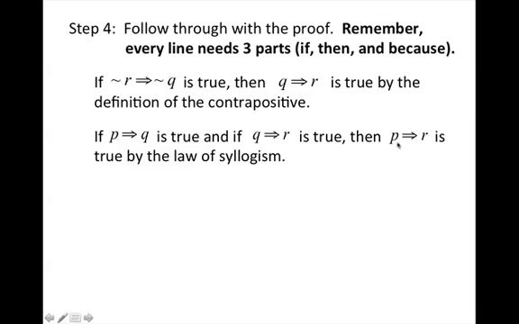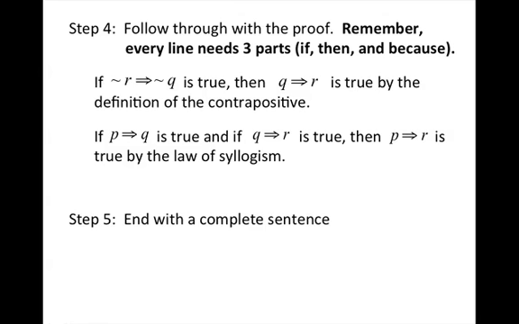Since I wanted to prove P implies R was true, this second line did that, so I know I'm through with my proof. So step 5 is just end with a complete sentence. What does P implies R mean? Well, P was Dan is happy, and R is Sandy is happy, so I can conclude that if Dan is happy, then Sandy is happy.